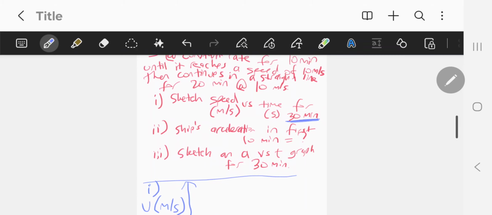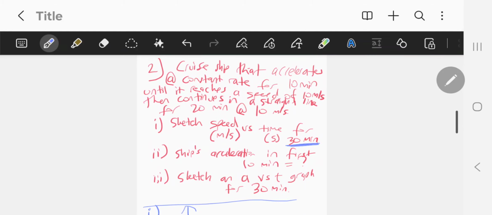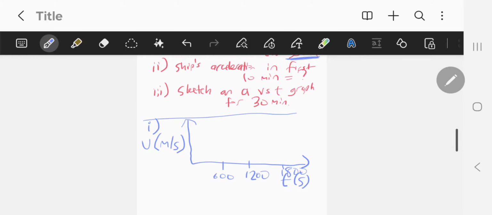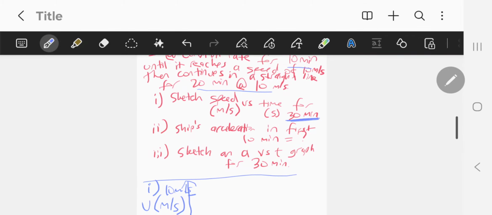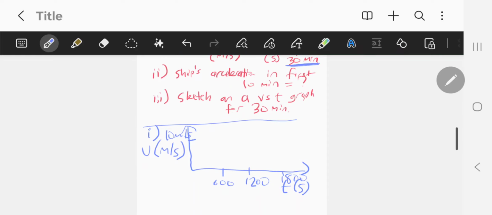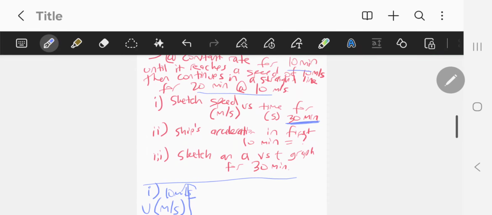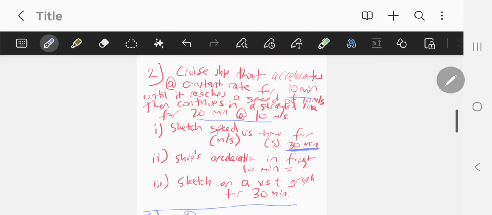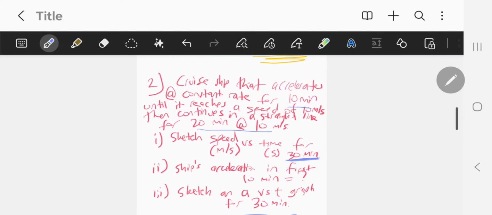Now, the speed. It says at the very top it's going at 10 meters per second. For the first 10 minutes it's accelerating up to 10 meters per second. Then it continues for another 20 minutes at 10 meters per second. So it's traveling at 10 meters per second at the end of the first 10 minutes, and 10 minutes plus 20 minutes is 30 minutes. For the first 10 minutes, the first 600 seconds, it accelerates at a constant rate, that means it looks like that.